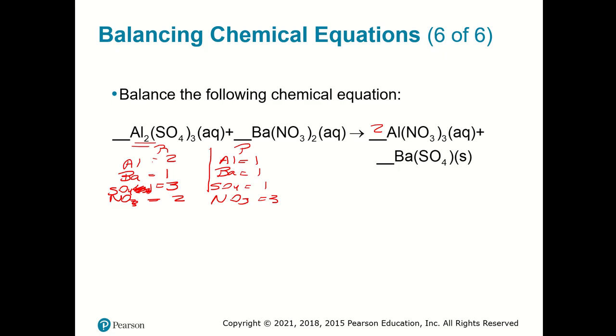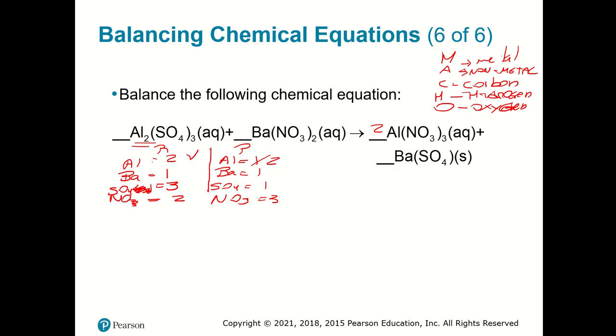I like to use something that I call the matcha rule. I start with the metals, and then I go to non-metals, and then I go to carbon, and then I go to hydrogen, and then I go to oxygen. Okay, so here, if I fix aluminum over here, now I have this. This is done. So I have 2 and 2.